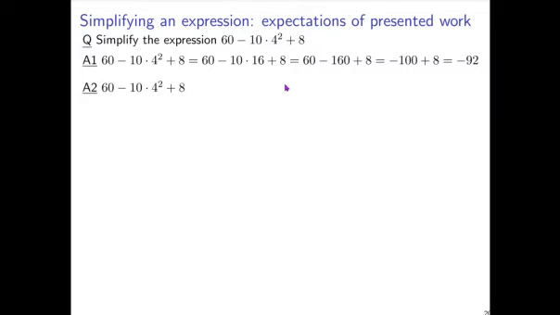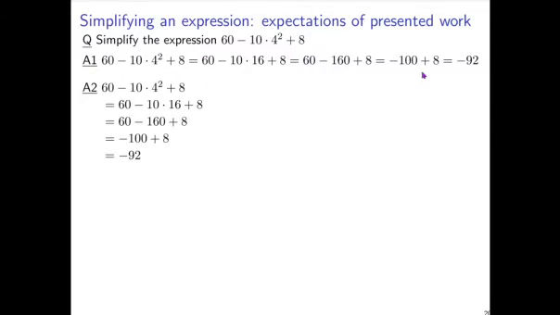Here's a second way to organize the work. This second answer isn't actually morally different, it just visually looks different. It starts the same, the original expression here, and then after an equal sign, write down your next step. It's the same work that was up here, just written vertically. Then after an equal sign, here's the next step, and after an equal sign is negative 100 plus 8, and after an equal sign is negative 92. So answer 1 and answer 2 are the same.